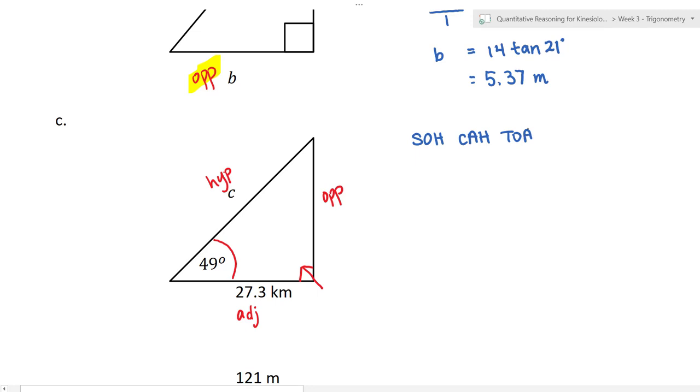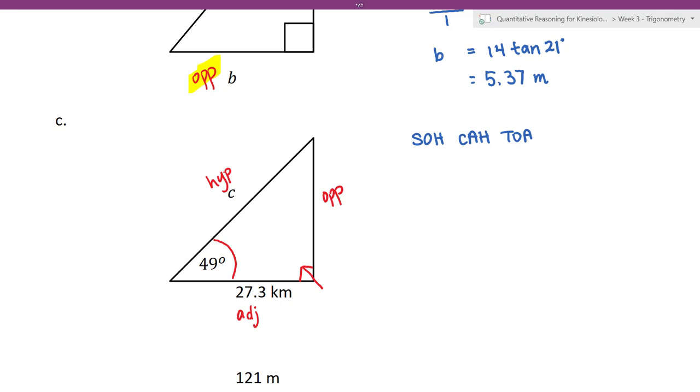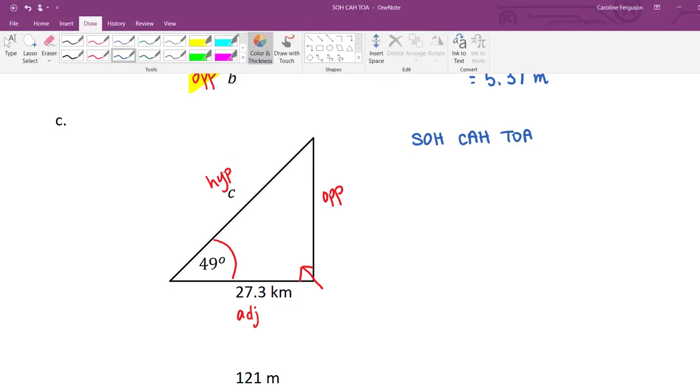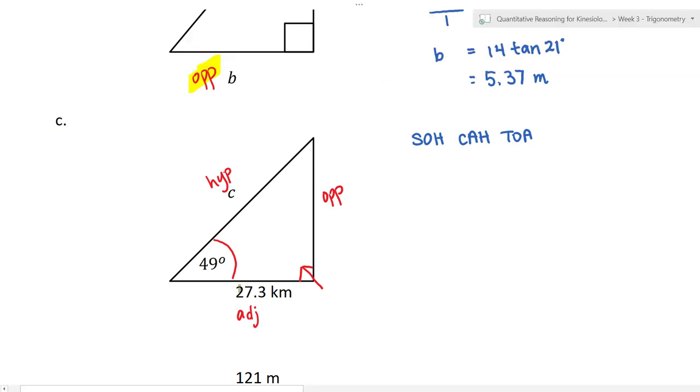And then now we can identify which is the side that we know, which is the side that we want to know. So we know 27.3 kilometers, that's our adjacent. And we want to know side C, that's our hypotenuse. So we're looking for the equation that has an A and an H in it. This time that would be CAH.